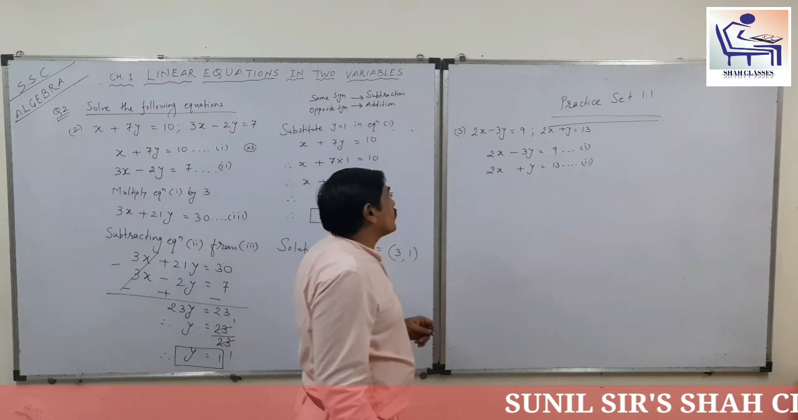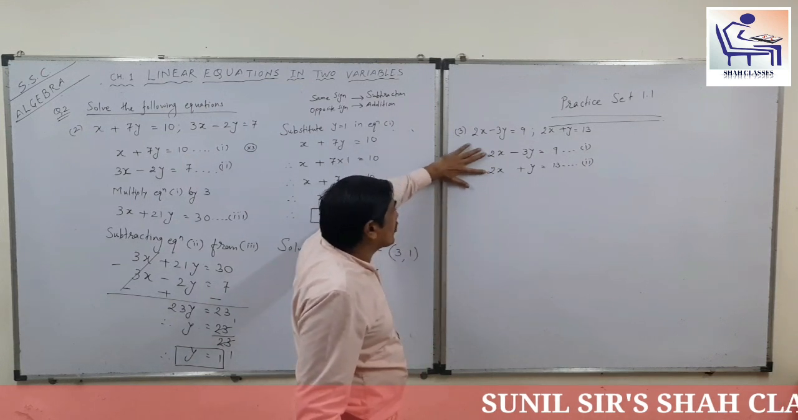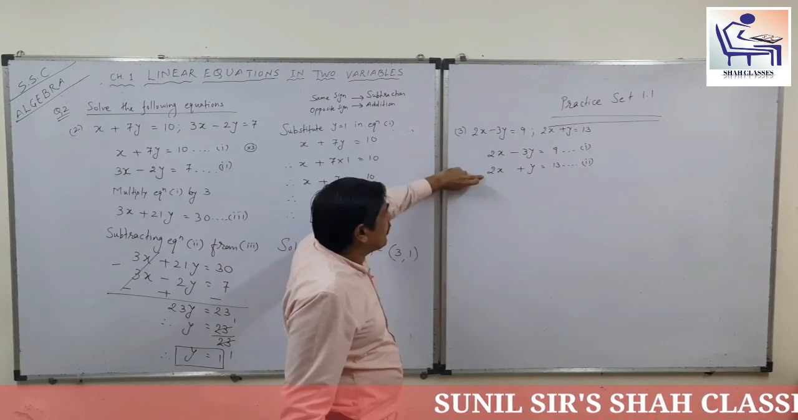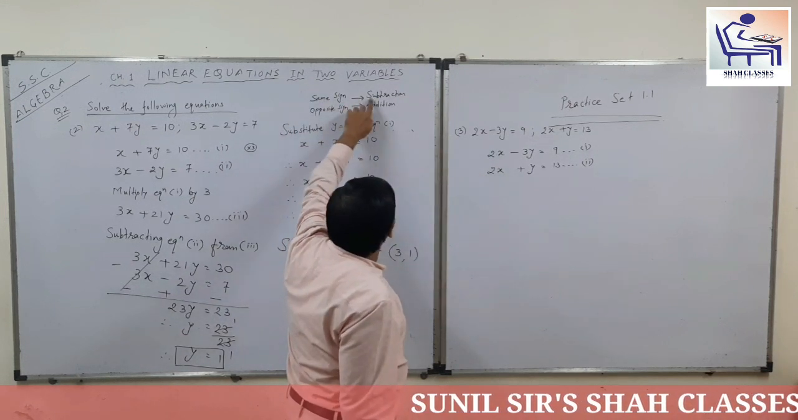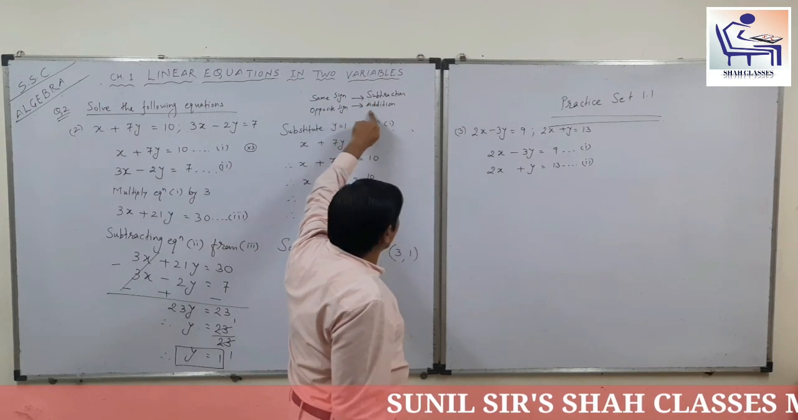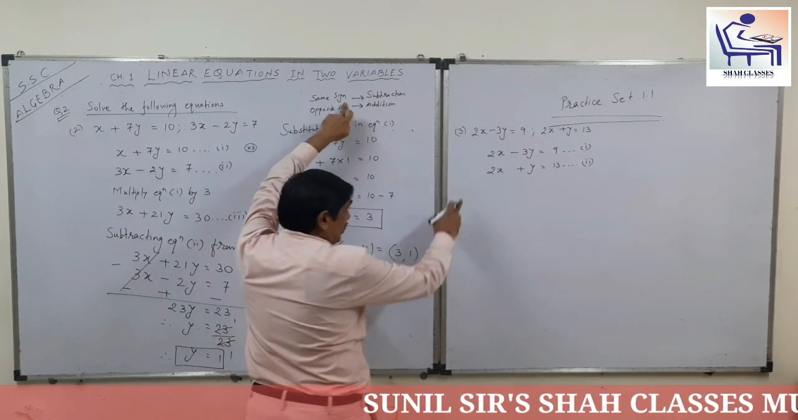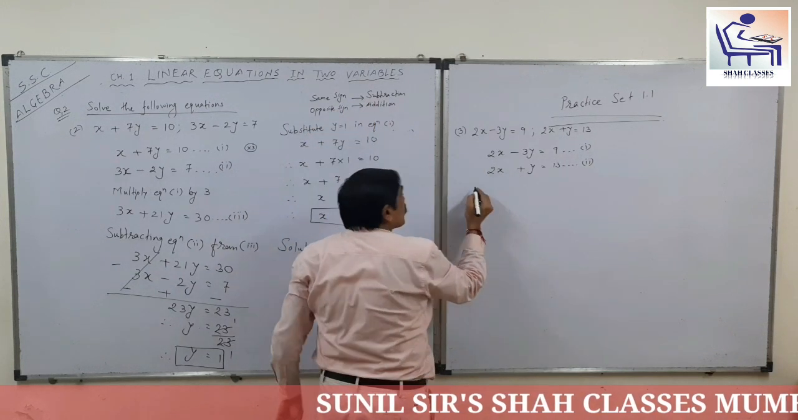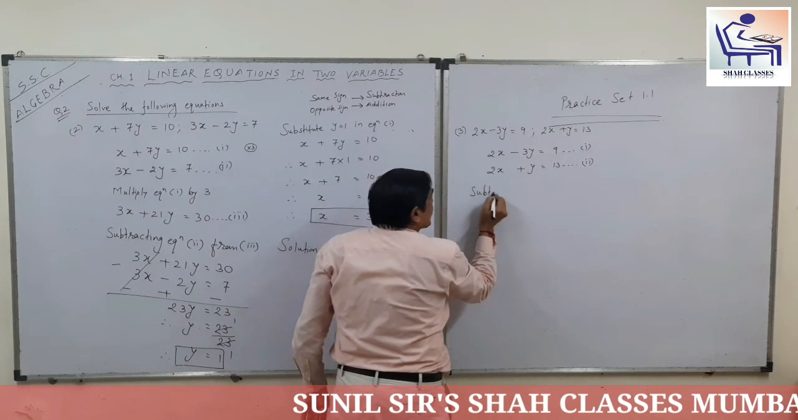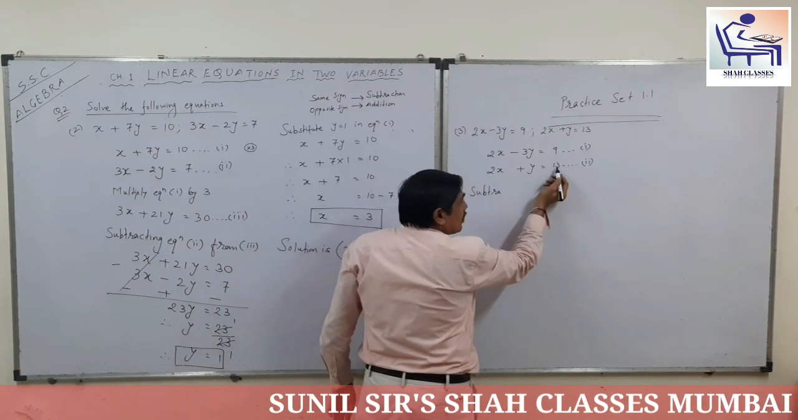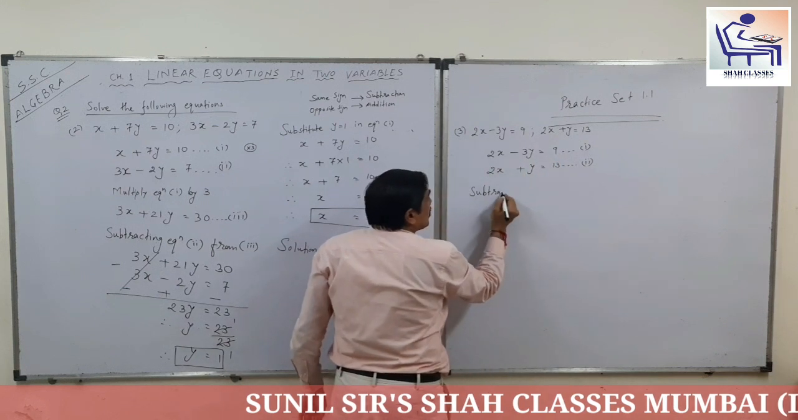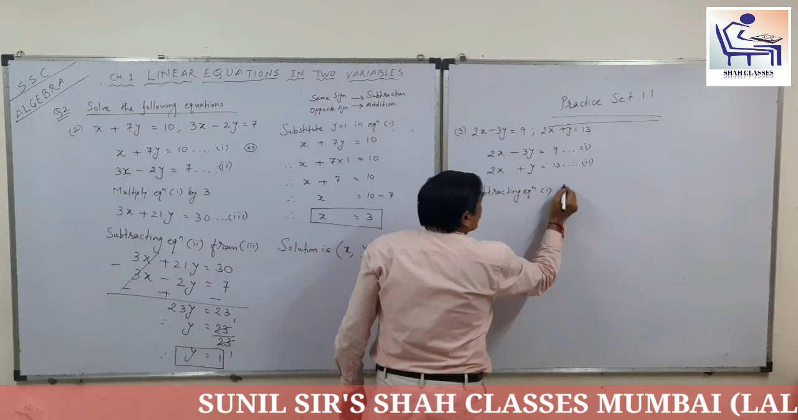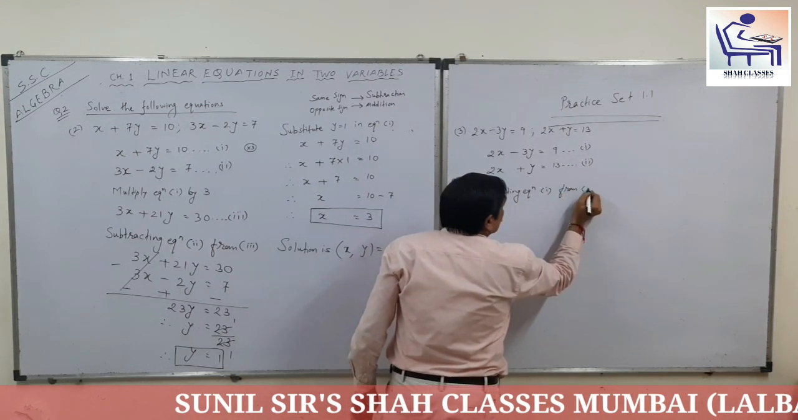Now here also we have noticed we are getting 2x. Okay, so both the coefficients of the variable x is same. So only we have to decide whether we have to go for subtraction or we have to go for addition. So same sign. Here we can notice both are positive. So we'll go for subtraction. Okay, so subtracting, once again this 13 is having a higher value than this 9. So subtracting equation 1 from 2.